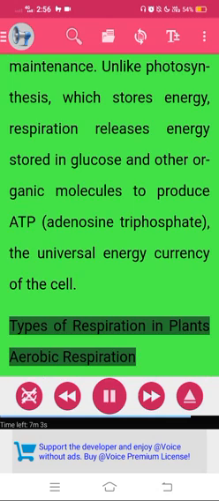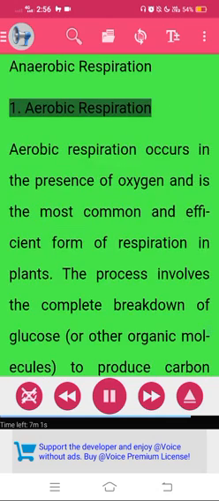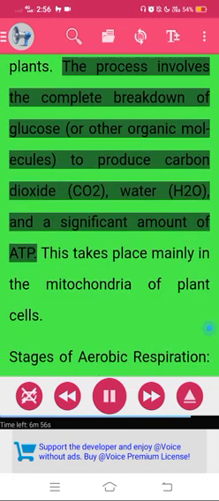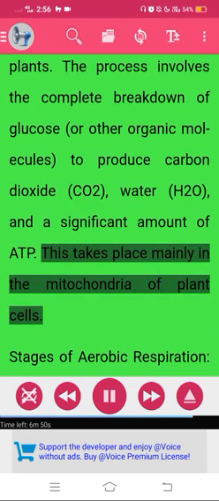Types of respiration in plants: aerobic respiration and anaerobic respiration. 1. Aerobic respiration. Aerobic respiration occurs in the presence of oxygen and is the most common and efficient form of respiration in plants. The process involves the complete breakdown of glucose or other organic molecules to produce carbon dioxide, CO2, water, H2O, and a significant amount of ATP. This takes place mainly in the mitochondria of plant cells.